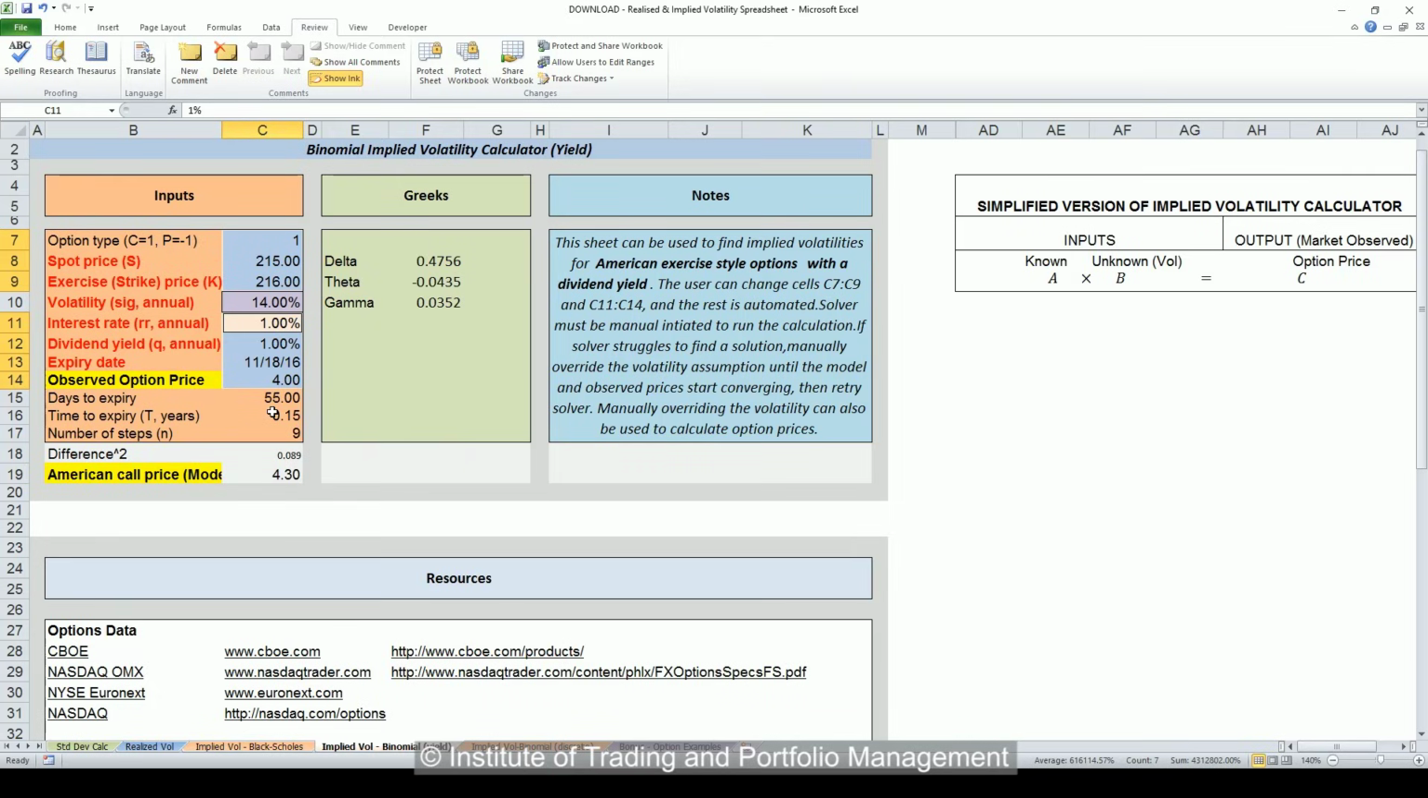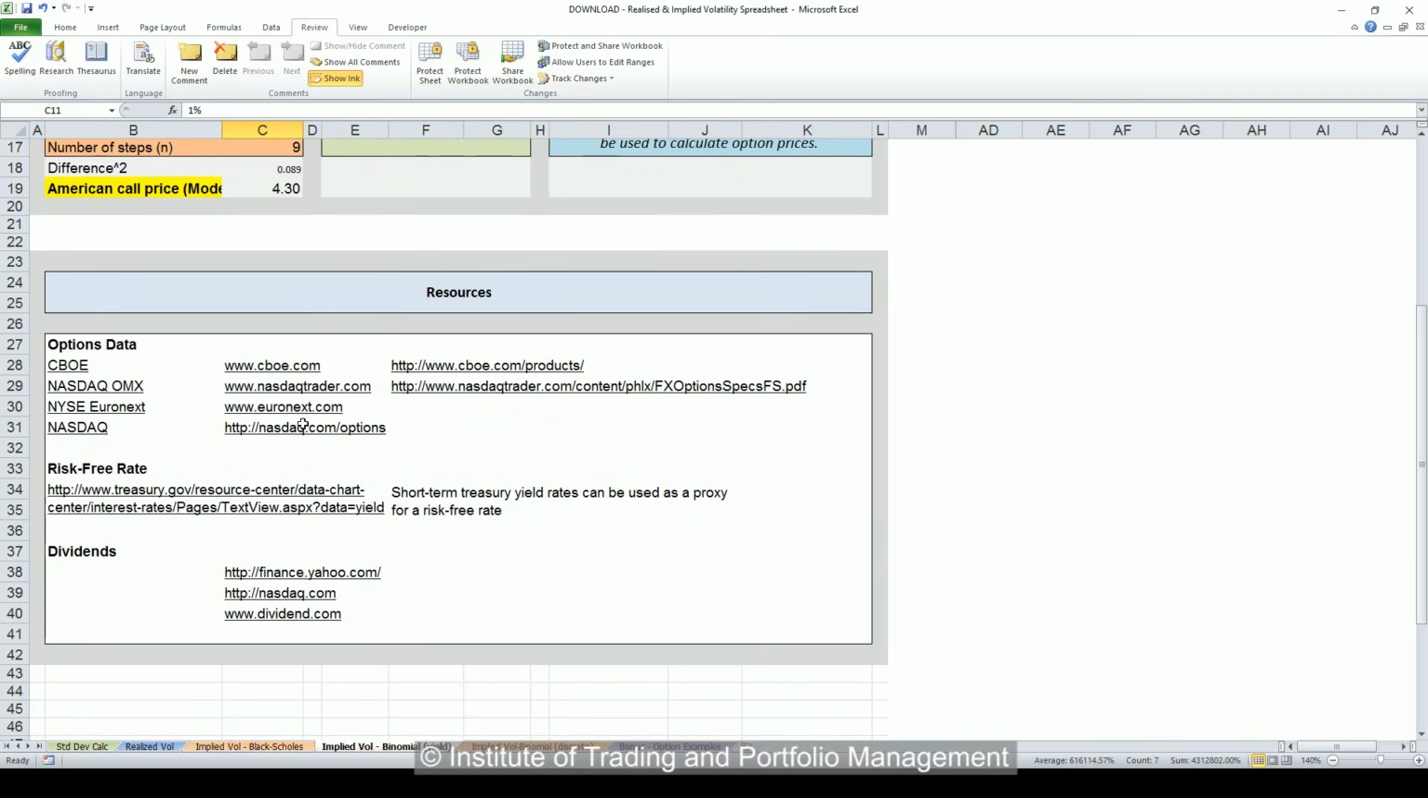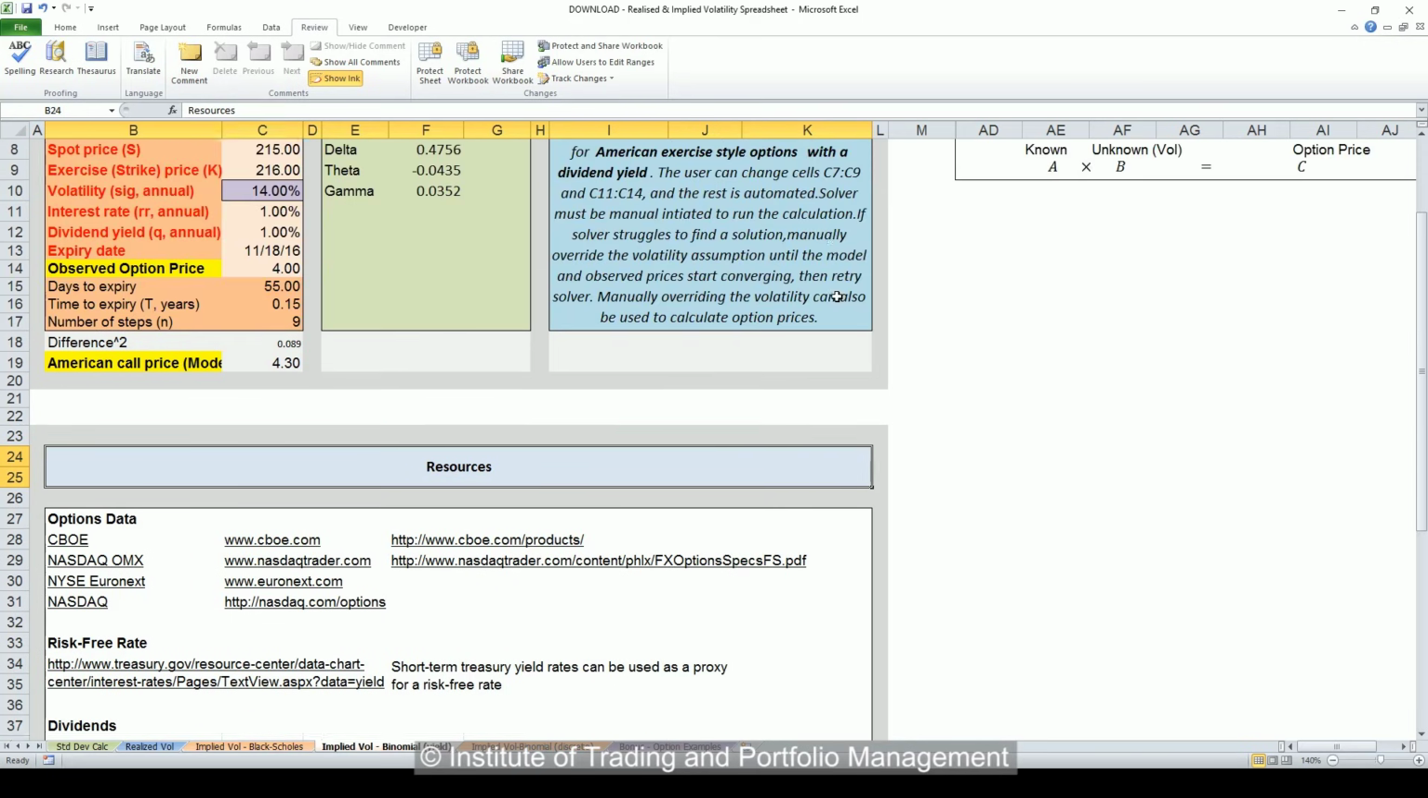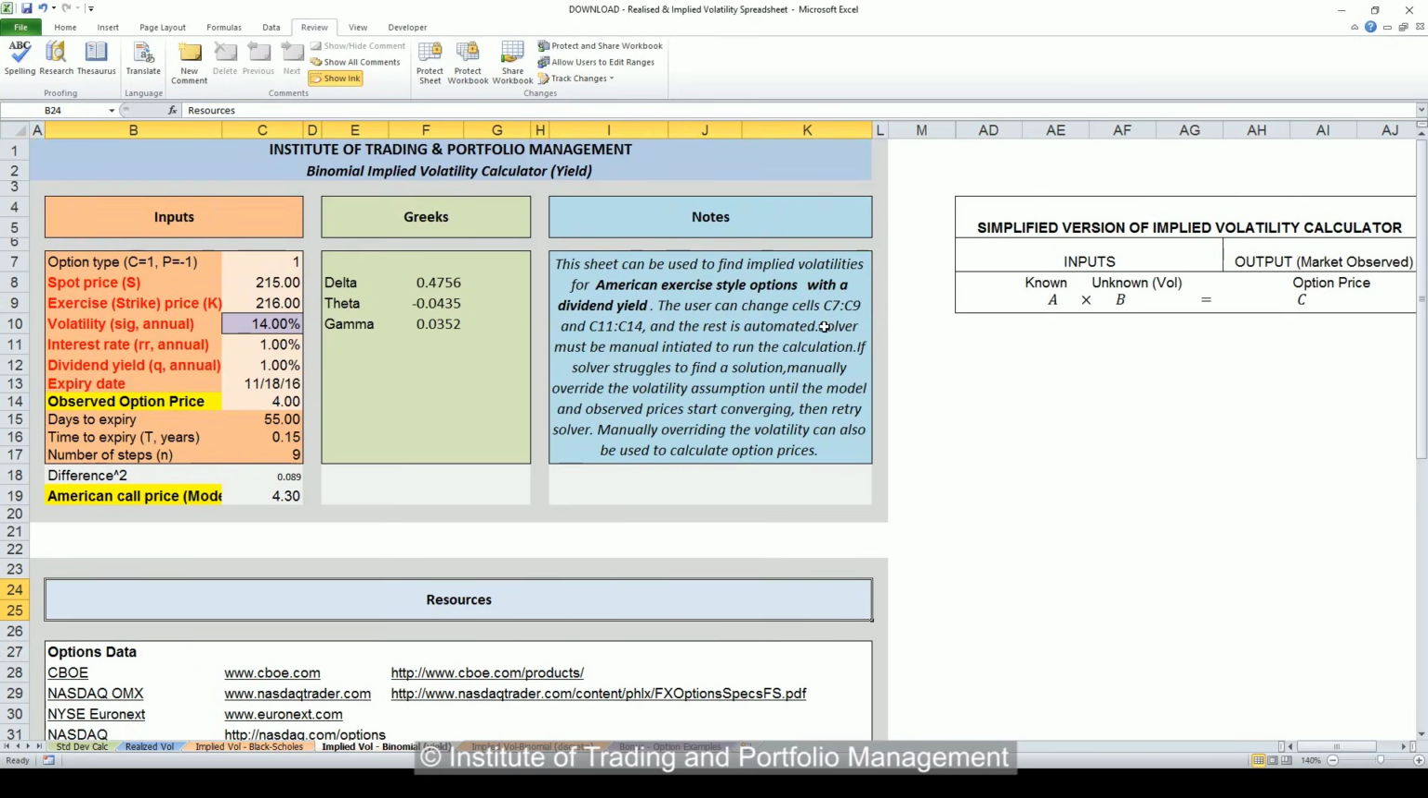And what you'll find at the bottom of each sheet is a bunch of resources, which, again, we're going to go through an example of, so don't worry about this too much. But basically, these resources will allow you to find the inputs that you need to then back out implied volatility from the option that you're looking at.